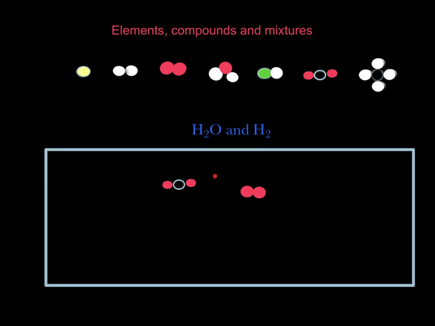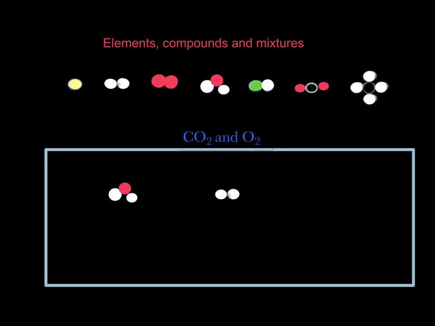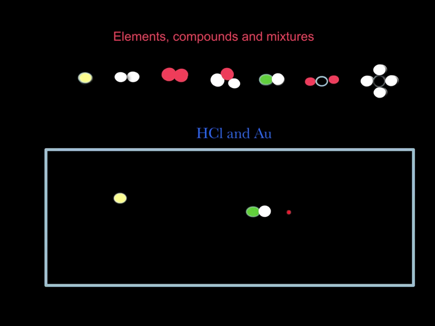This one is H2O because there's 2 hydrogens and 1 oxygen. And then this one is H2 because there's 2 hydrogens. This one is CO2 because there is 1 carbon and 2 oxygen. And then over here we got O2, which has 2 oxygen. This is Au, and this is HCl because there's 1 hydrogen and 1 chlorine, and there's 1 of each.